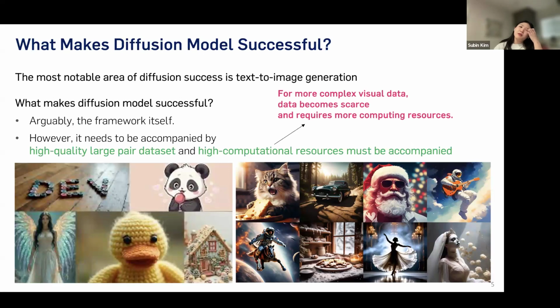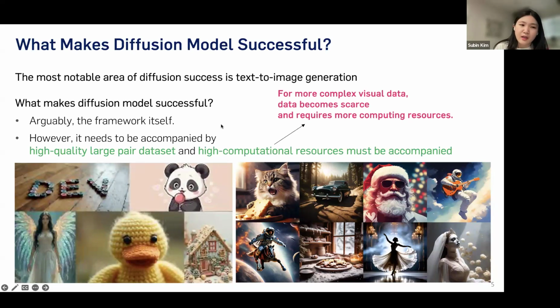But the most notable area of diffusion success is text-to-image generation. So what makes diffusion models successful compared to other generative models? Why do people focus more on diffusion models? Because arguably the framework is very simple and it works well, but it requires high quality large paired data and high computational resources. You might know that if you just give a prompt to ChatGPT or other LLMs, then it can generate very high quality data.